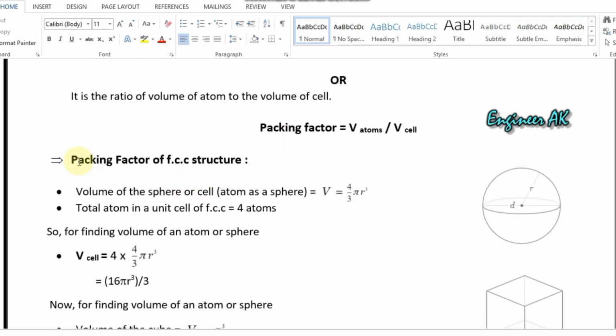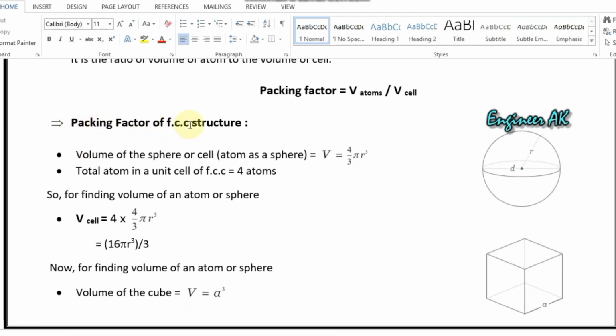So now let's first find the packing factor of the FCC structure, face centered cubic. We are taking the atom as a sphere, and the volume of a sphere has the formula 4 by 3 pi r cube. I am taking one atom as a sphere, and we know the total atoms in our unit cell of FCC. In the previous lecture we have seen that it contained 4 atoms in total.